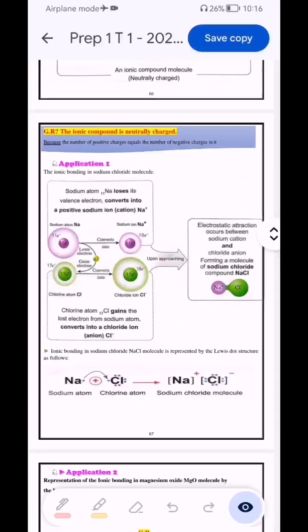For example, as we see, a Na sodium atom turns into a Na+ ion because it loses one electron, and this electron goes to Cl, which gains it and turns into a negative ion, Cl-. After that, electrostatic attraction occurs between the positive and negative ions that gives us the ionic compound called sodium chloride, NaCl. Okay?